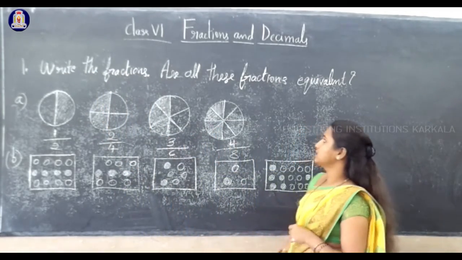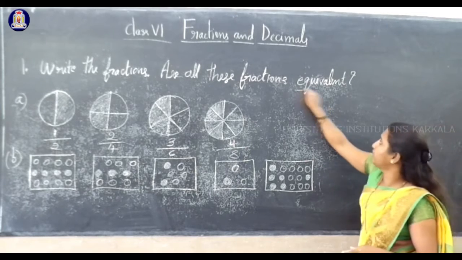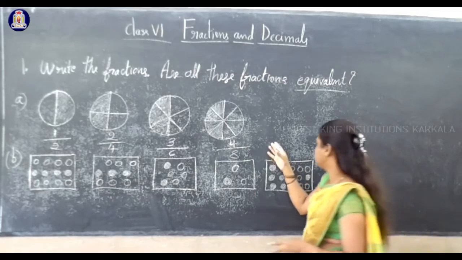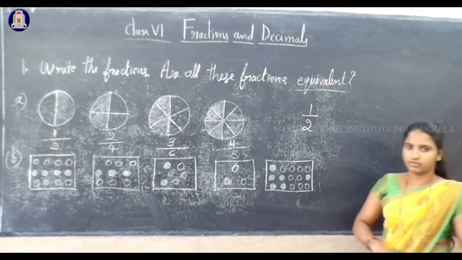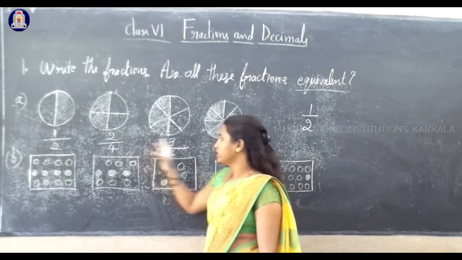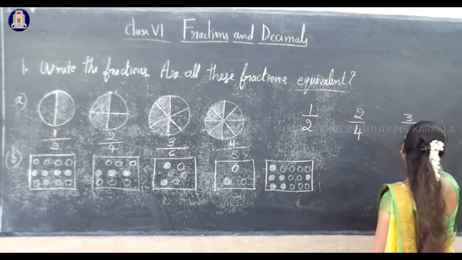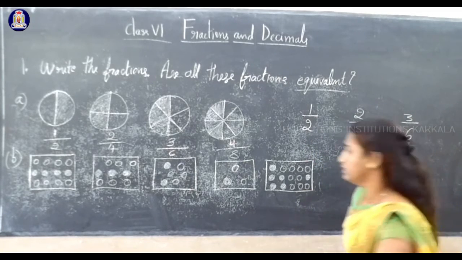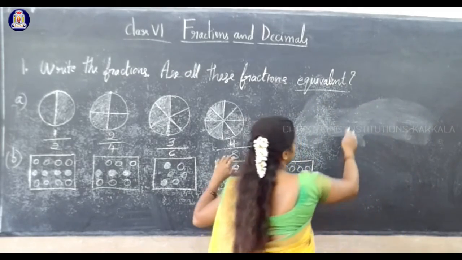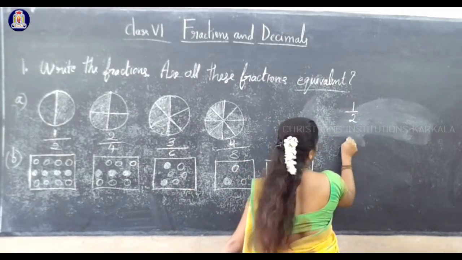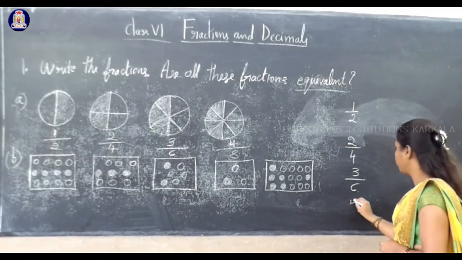One more question: are all these fractions equivalent? What is the meaning of equivalent? Equivalent means equal. If the first fraction is 1 by 2, what about the second fraction? That is 2 by 4, and the third fraction is 3 by 6. The last one is 4 by 8.